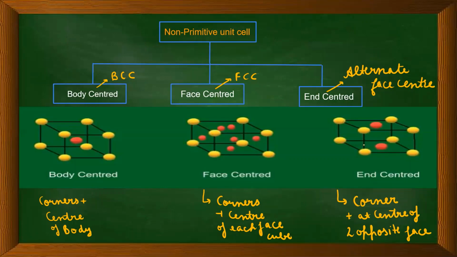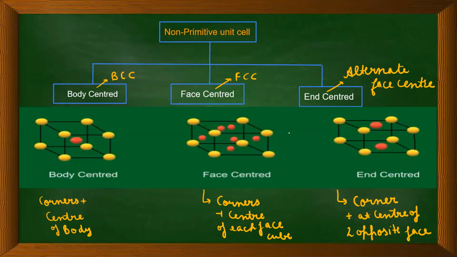Okay, so we have three possibilities here, and I have shown only one, top and bottom. It can be front and back. So the thing is, the particle must be present at the center of the two opposite faces. So the other name for the end-centered unit cell is the alternate face center.